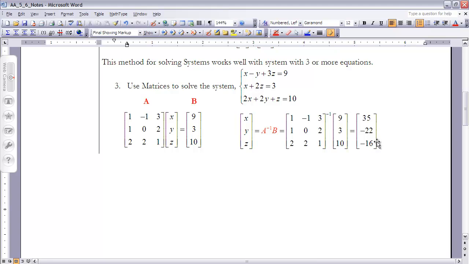And as you can see, that's a much easier method, using the technology to help us to solve three equations and 3 unknowns, as opposed to that linear combination method that we did back in section 5.4.